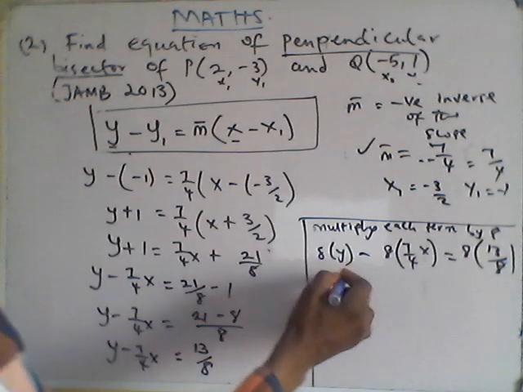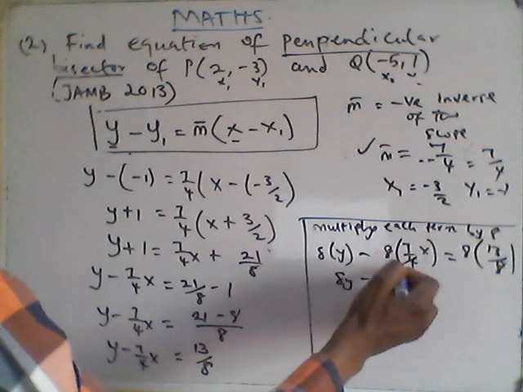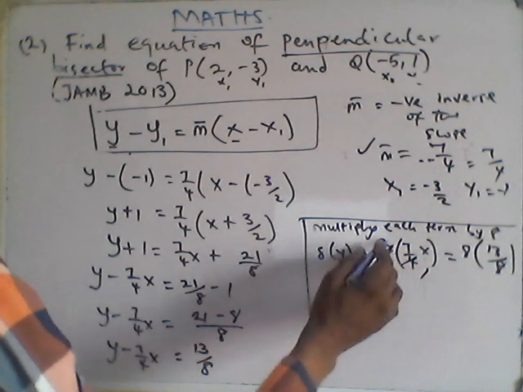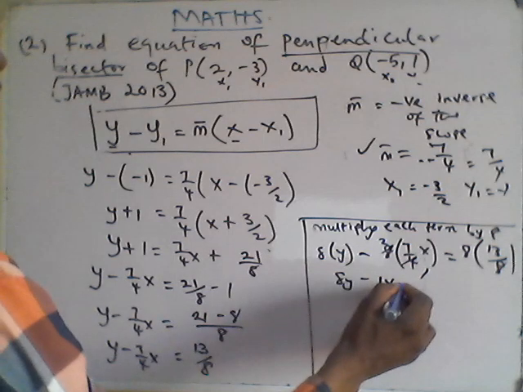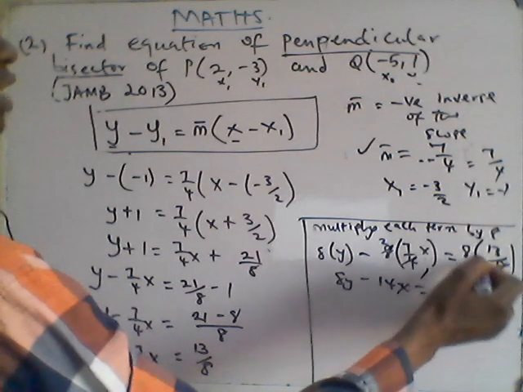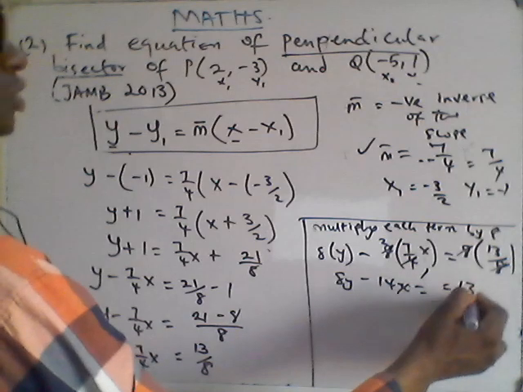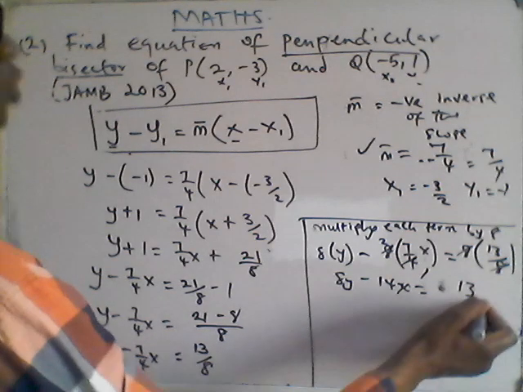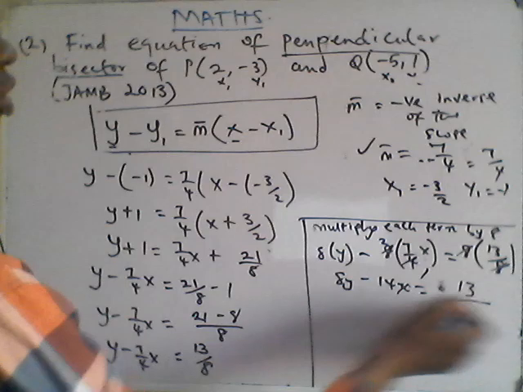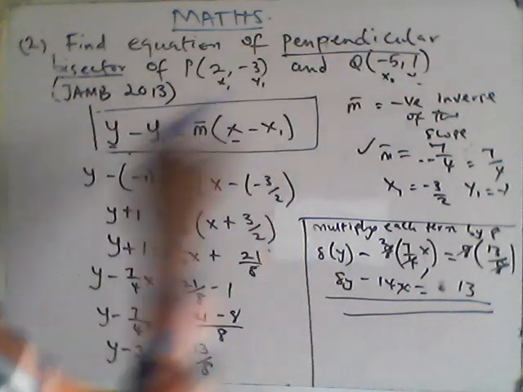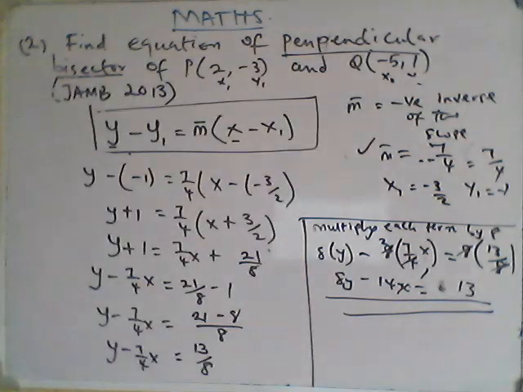So this is 8y minus the 4 here 1, 4 here 2. 2 times 7 is 14x, is equal to 8 here 1, 8 here 1. So 13. So this is the answer. This is the equation of the perpendicular bisector of these 2 points. All right. So we'll go to the next question.